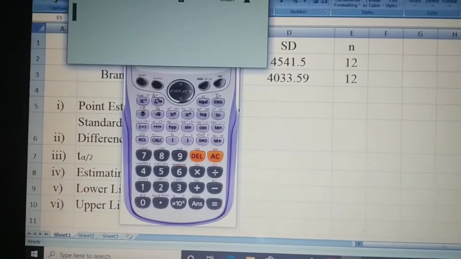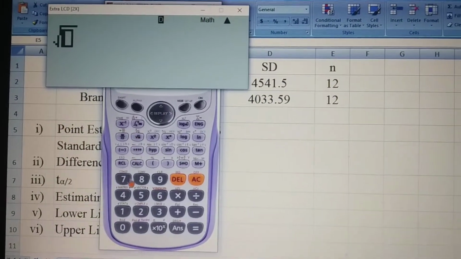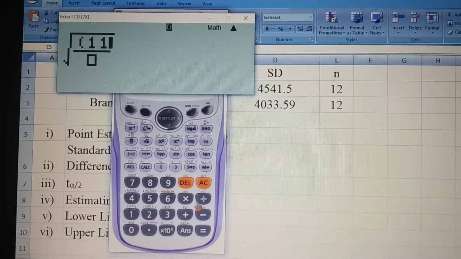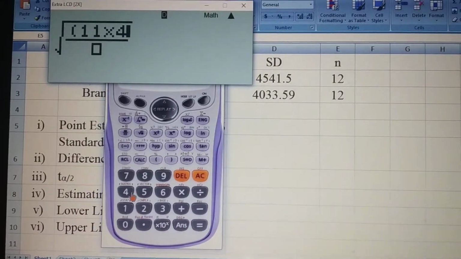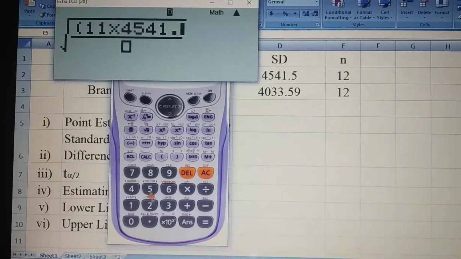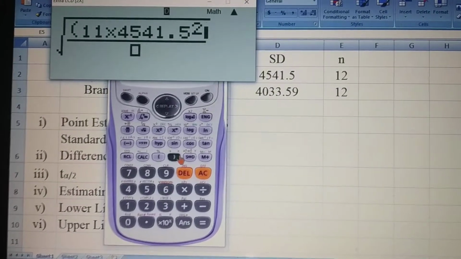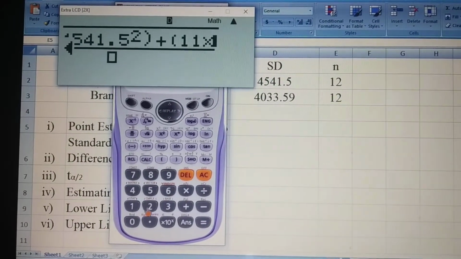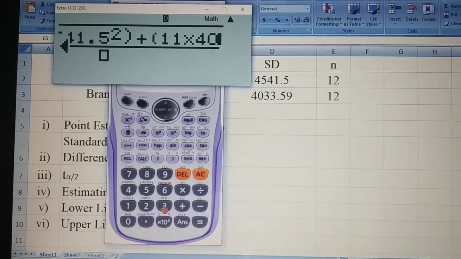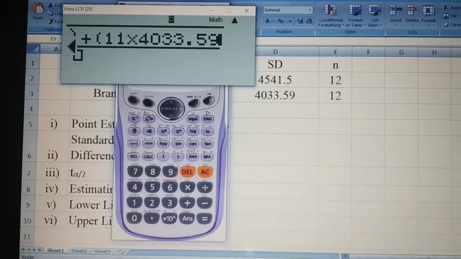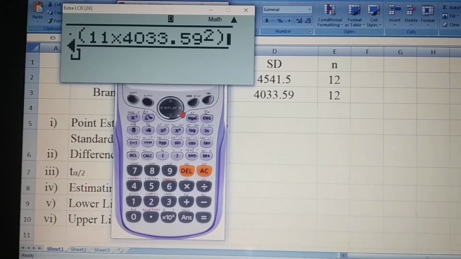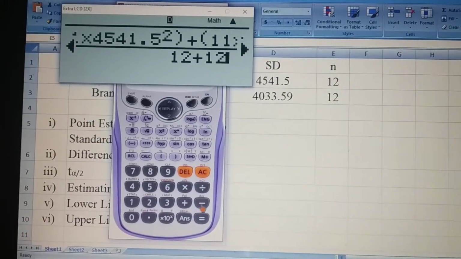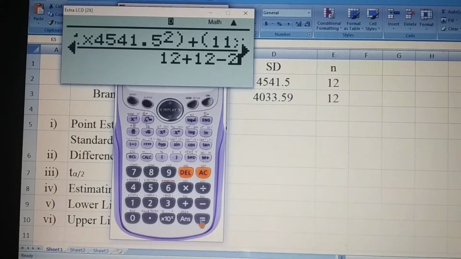Let's calculate it here. Under root, 12 of each brand, so n1 minus 1 is 11, multiplied by s1 square, 4541.5 square, plus n2 minus 1, that is again 11, multiplied by s2 square, 4033.59 square, divided by n1 plus n2 minus 2. So we get the value of sp.